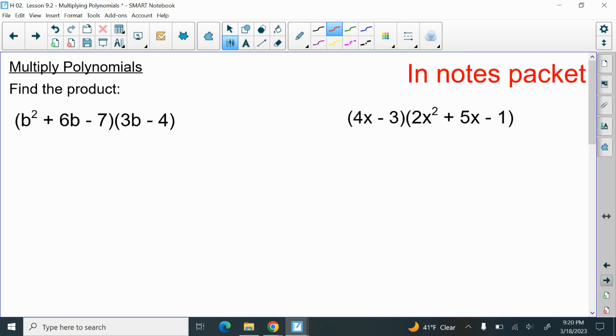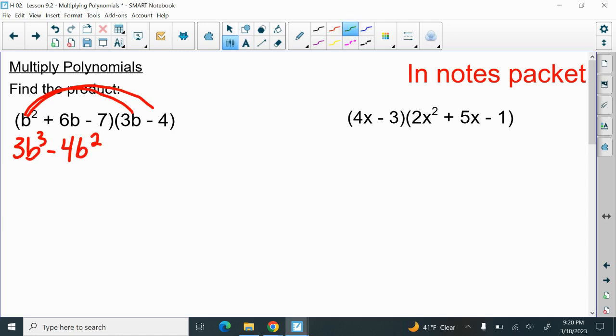So this is where thinking of it as the distributive property is really helpful as we get into multiplying trinomials by binomials, because again, we're multiplying each term in that first polynomial by each term in that second polynomial. So again, using those loops, I'm going to take b squared and multiply it by 3b. So this becomes 3b to the third. I take b squared and I multiply it by -4. So I get minus 4b squared.